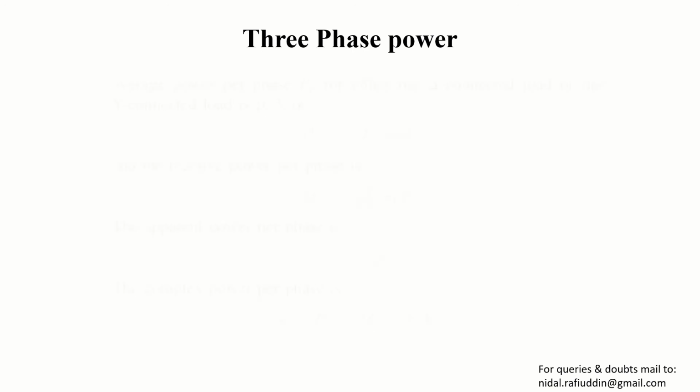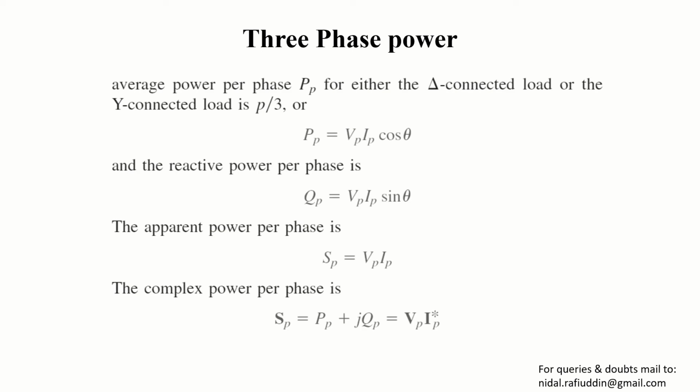But before that, there were a few more terms left from the previous lecture. We were left with the average power, reactive power, and apparent power. In fact, we studied this classification of power in the one-phase system. The same thing applies here, but is valid for three-phase systems. So the average power per phase, for either the delta connected load or the star connected load, is P by 3. We are talking about a balanced three-phase system.